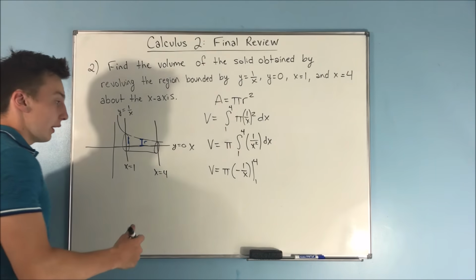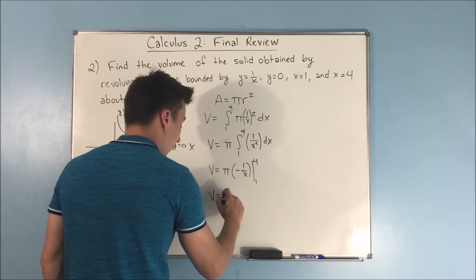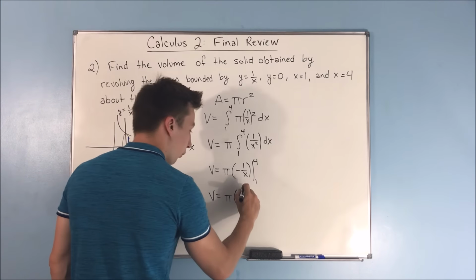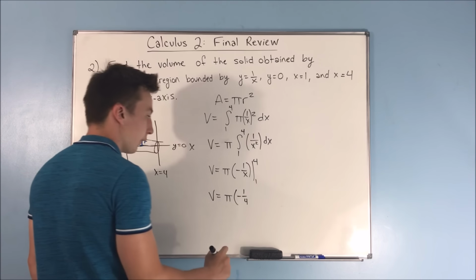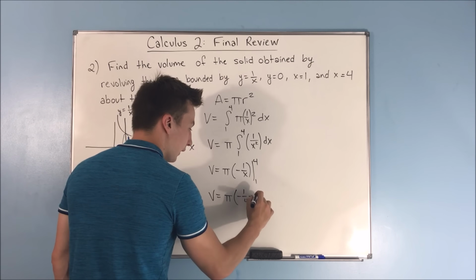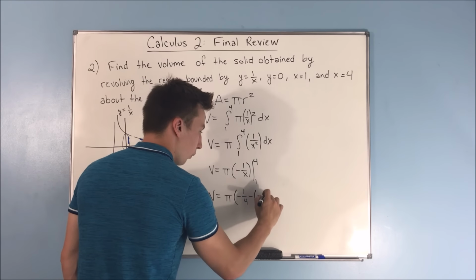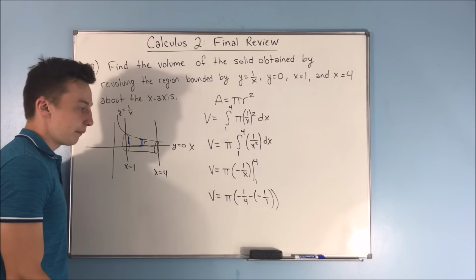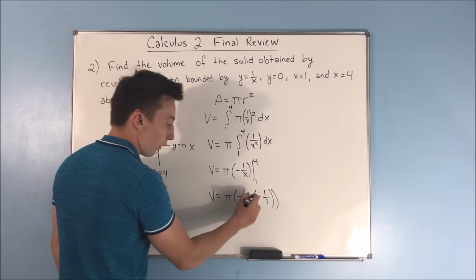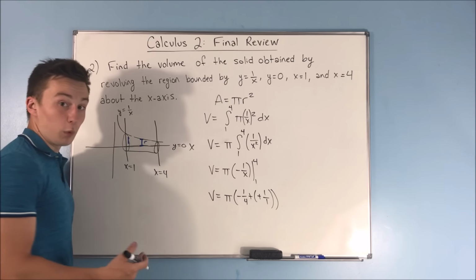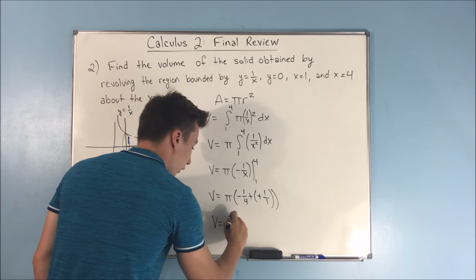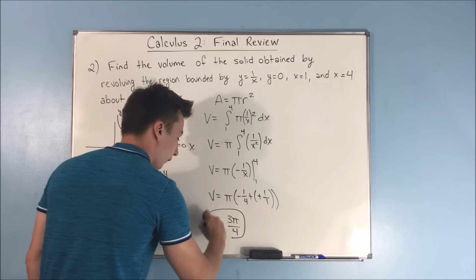So now doing that, you get that the volume is equal to pi times negative 1/4, minus a negative 1 over 1. So that's basically negative 1/4 plus 1, which will be 3/4. So your answer is going to be that your volume equals 3 pi over 4.